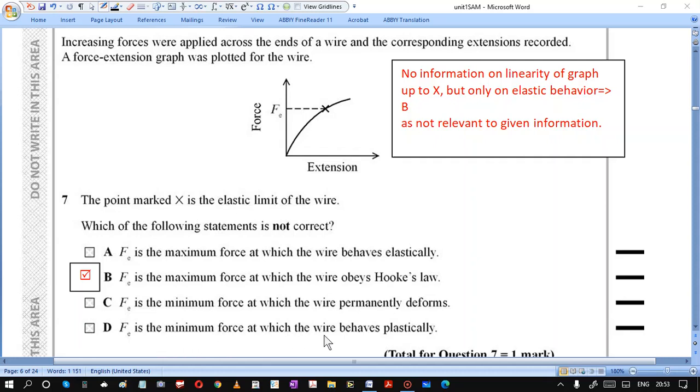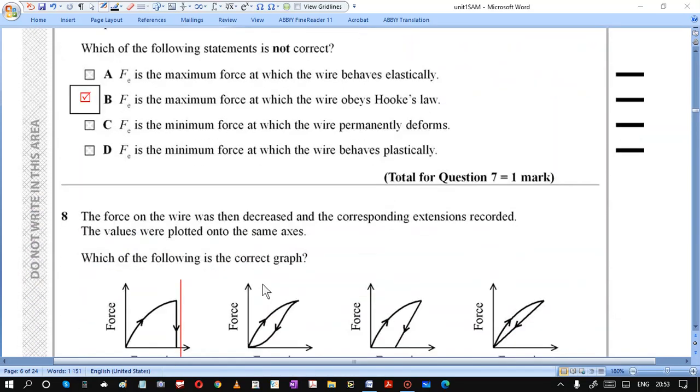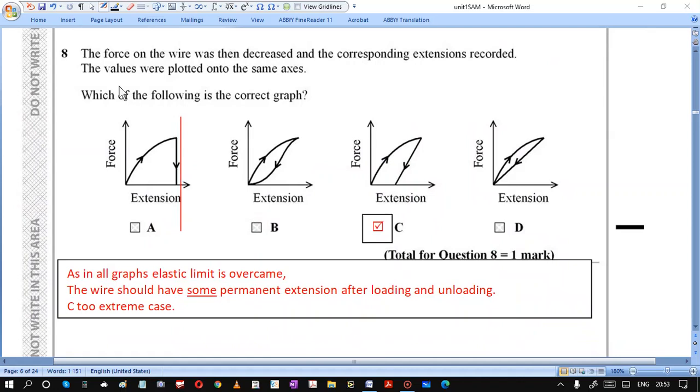Fe is the minimum force at which the wire behaves plastically. So all these are correct. Question 8. The force on the wire was then decreased and the corresponding extension recorded. The values were plotted onto the same axis. Which of the following is the correct graph?